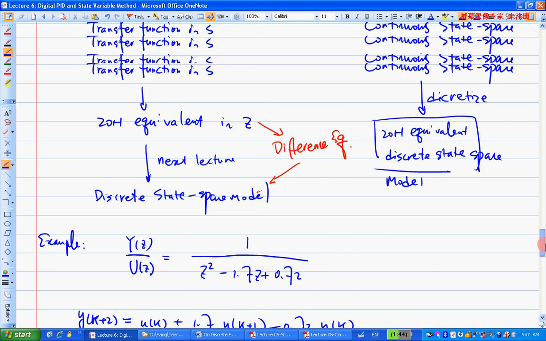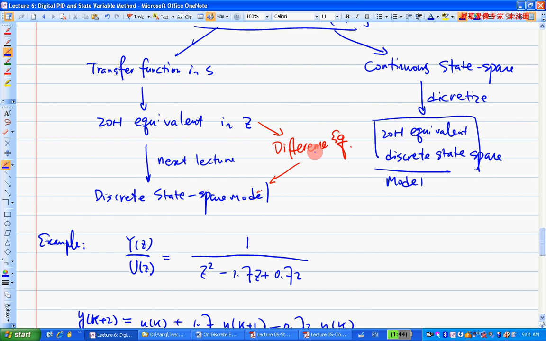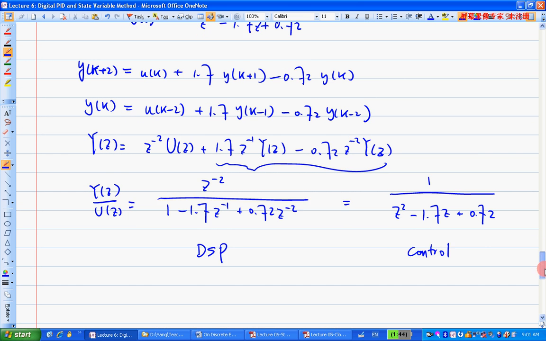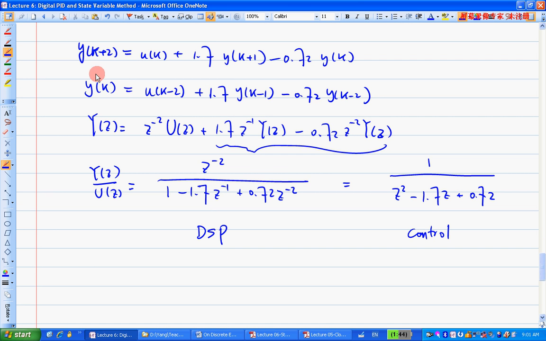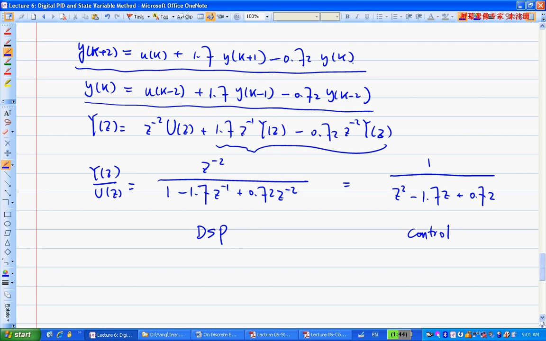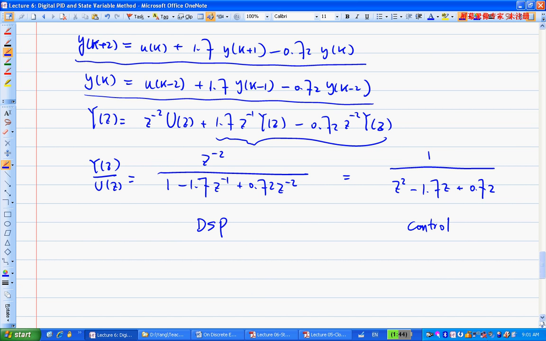Actually, I'm going to do this step from the z to the difference equation. So we're going to get the discrete state space model from the difference equation here. So going this branch here. Okay, coming back here, where's my difference equation? My difference equation, either this or this, doesn't matter. They're all the same thing. Then here's what you do.